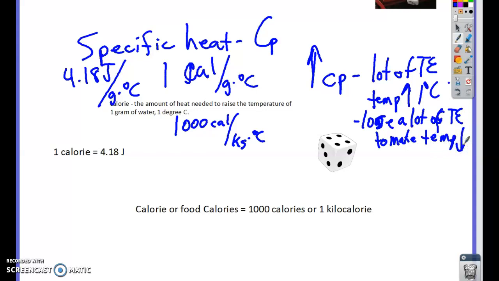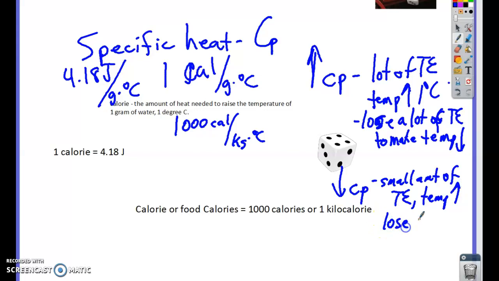Both of these mean that water heats up slowly, and it cools down slowly. And that's important to us because our bodies are made out of water, which means if we go out in the sun, we don't heat up real fast and we don't cool down real fast in the cold weather, so we can keep a steady body temperature. If we had a low specific heat, it means it takes a small amount of thermal energy to make the temperature go up 1 degree, or it would have to lose a small amount of thermal energy to make the temperature go down.